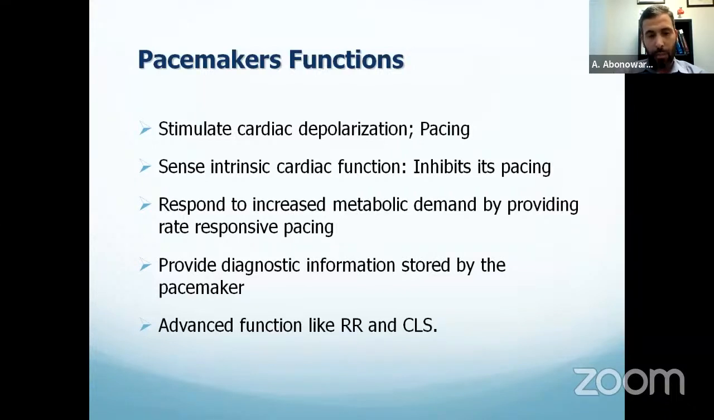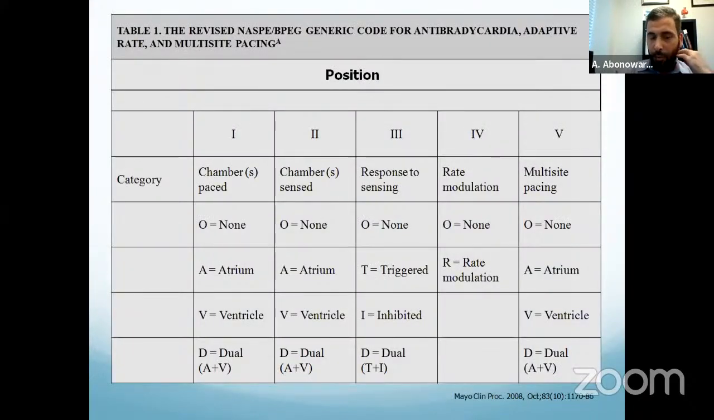So that way it works as a diagnostic device from which you can get the rhythm, especially if you have a dual chamber pacemaker, you'll have lots of information when you interrogate the pacemaker. And there are other functions that are more advanced, like the so-called RR and CLs. These are more advanced functions. We can talk about them later if necessary. For the juniors, you have to know the basics of pacemaker function and also location of the leads. Based on this, you can understand when you see a rhythm, is it a dual chamber, single chamber, is there a rate response?